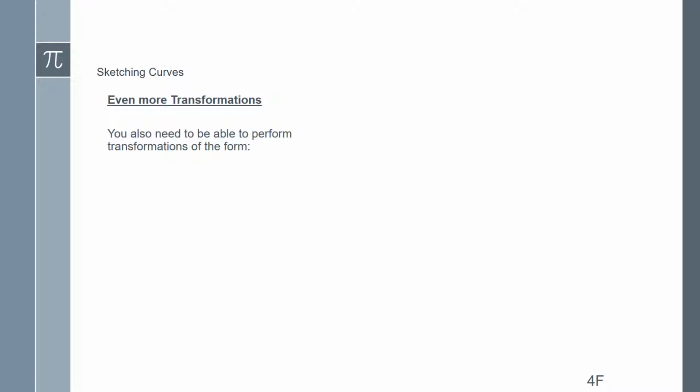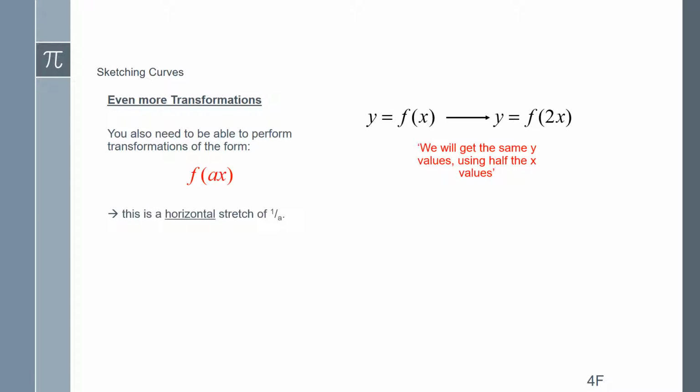We also need to be able to perform transformations of the form f(ax). This is a horizontal stretch of 1 over a. So f of 2x means you get the same y values using half of the x values. If it's a squiggle, it essentially means it will squiggle faster.